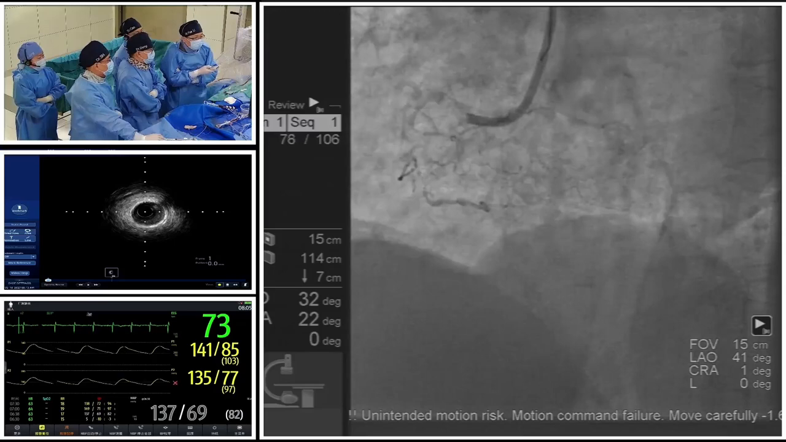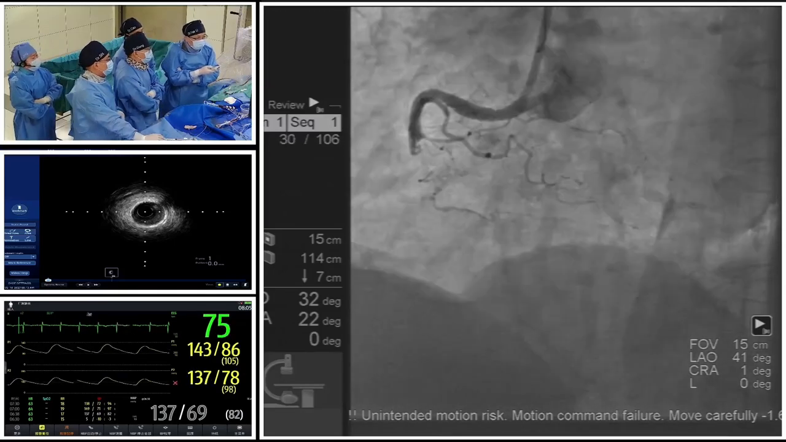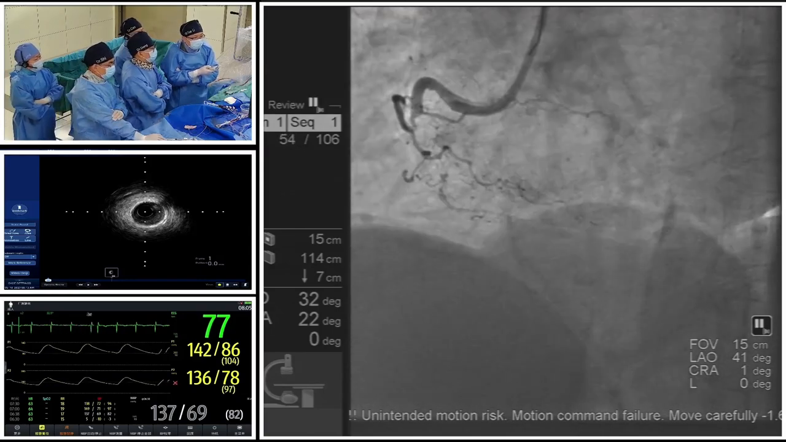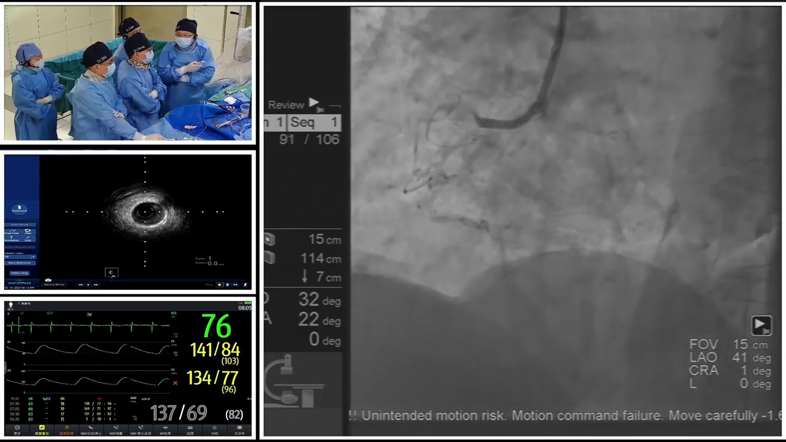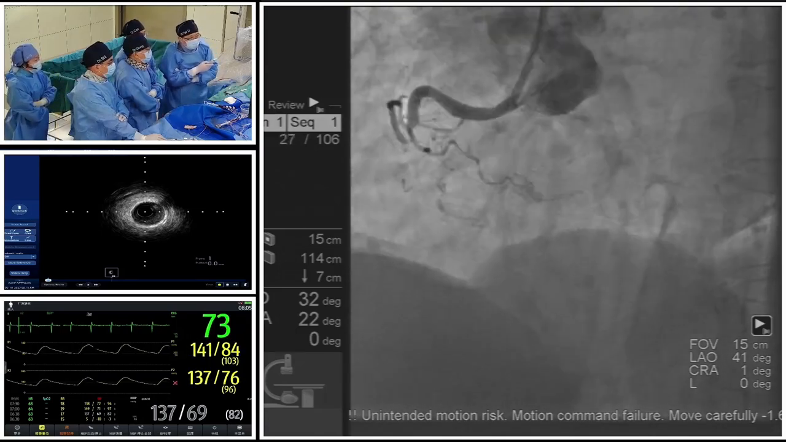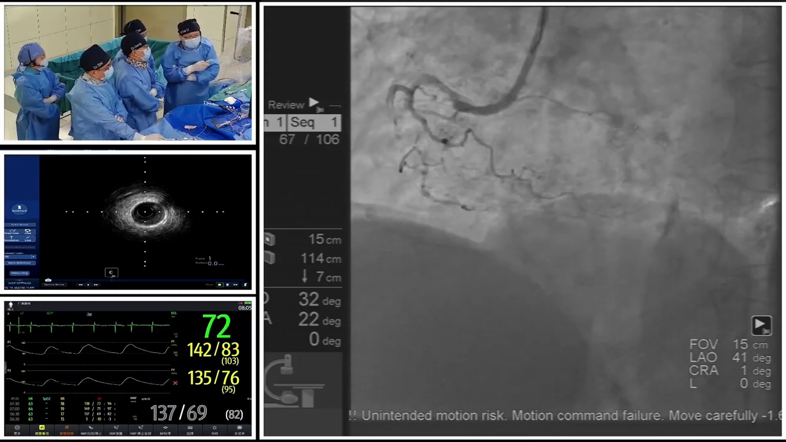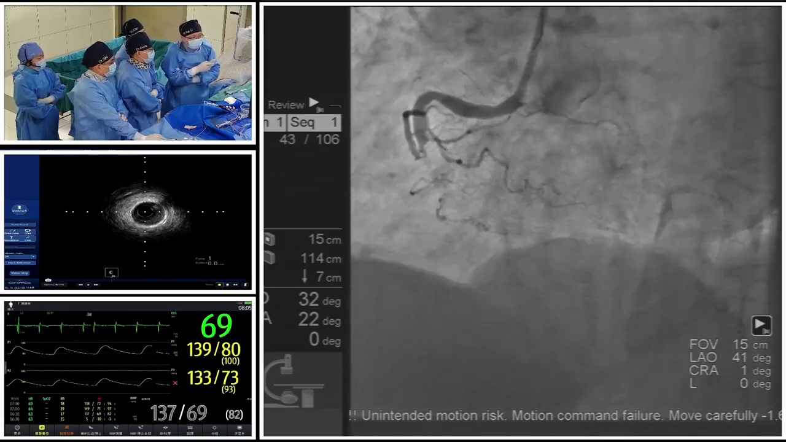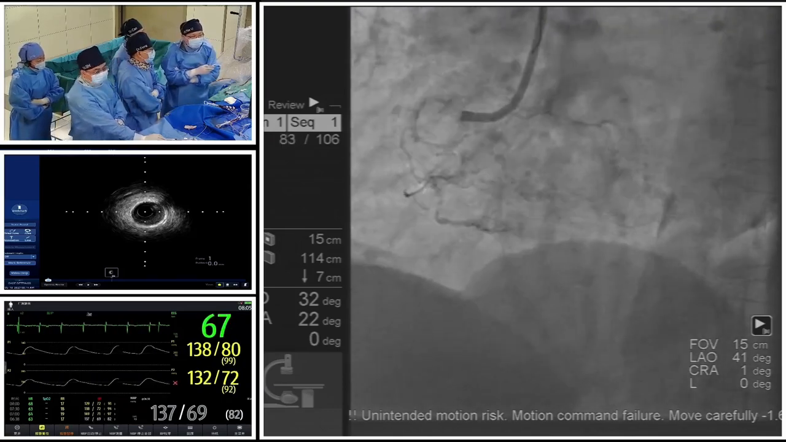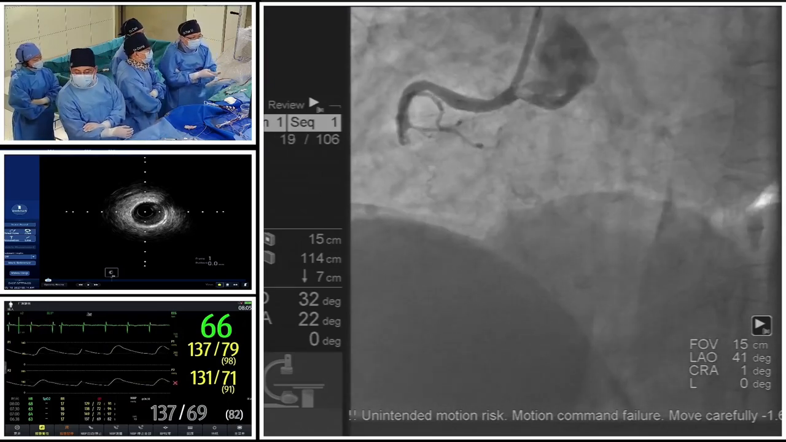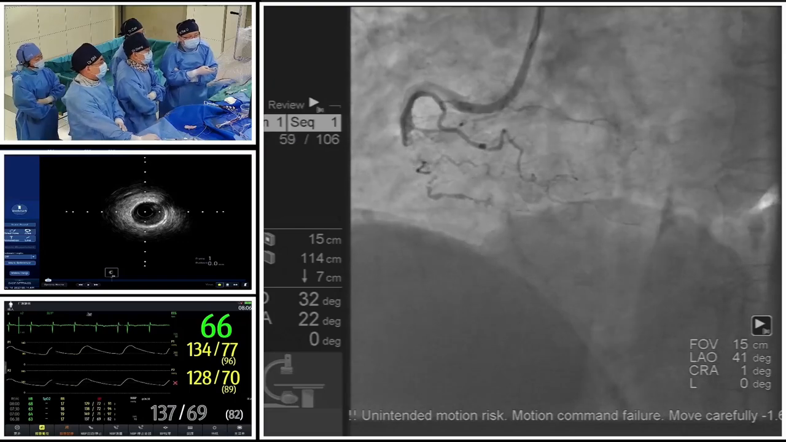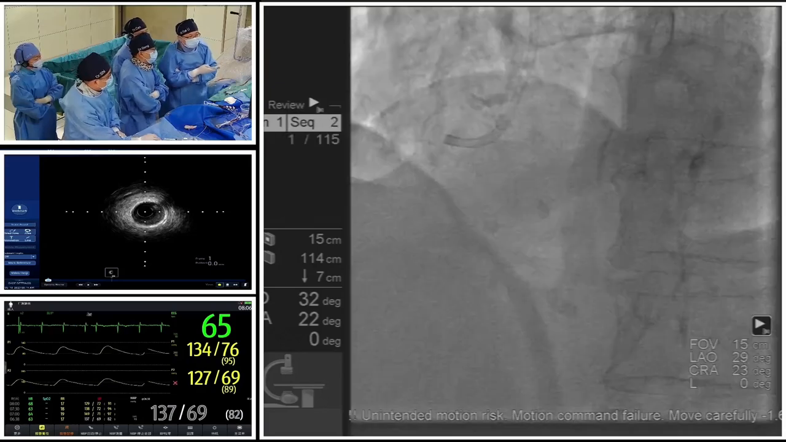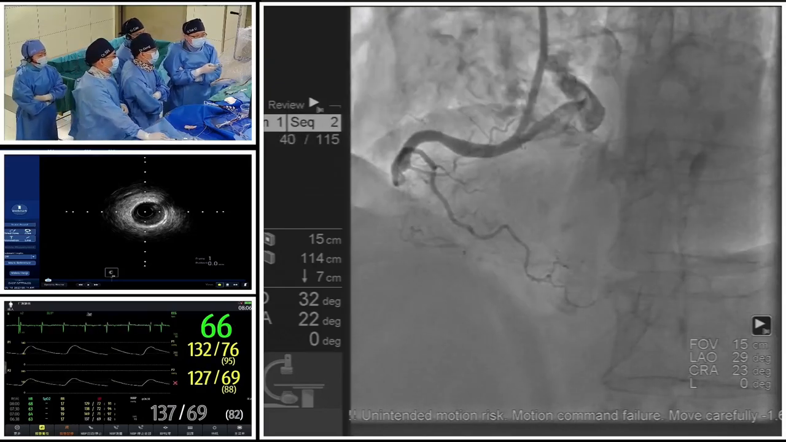And maybe the distal cap should be the distal RCA, the posterolateral branch. But the first time we see the cross channel is not good, with no very clear connection, very tortuous in the distal portion, and should not be a very good candidate for the retrograde approach PCI. Sometimes this cross channel could be used, but for this case, it is not a good candidate cross channel.